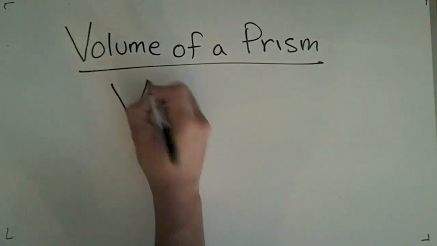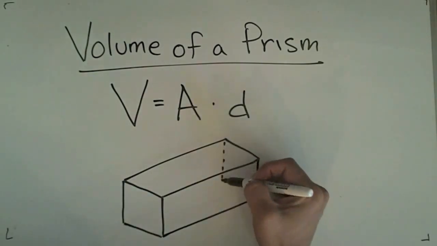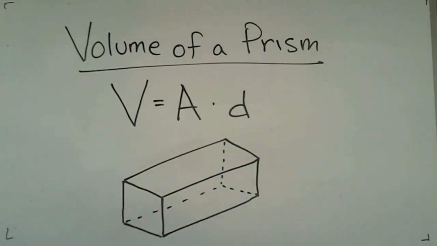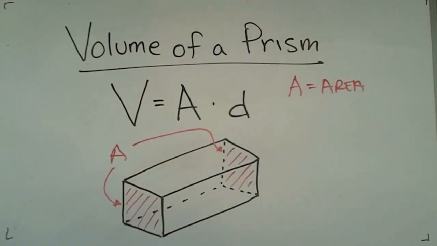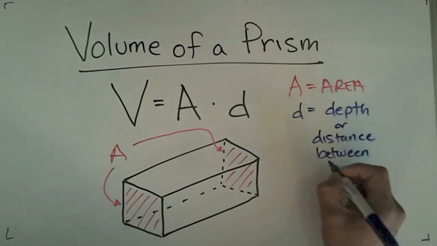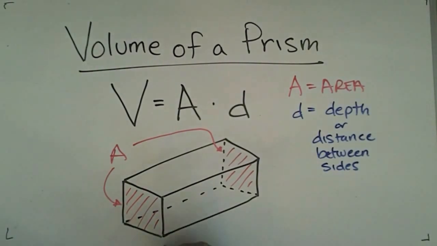When calculating the volume of a prism, we're going to use the equation V equals A times D. A is the area of the two sides that are congruent, or the same, and D is the depth, or distance, between those two sides. When you multiply those two together, you get the volume.